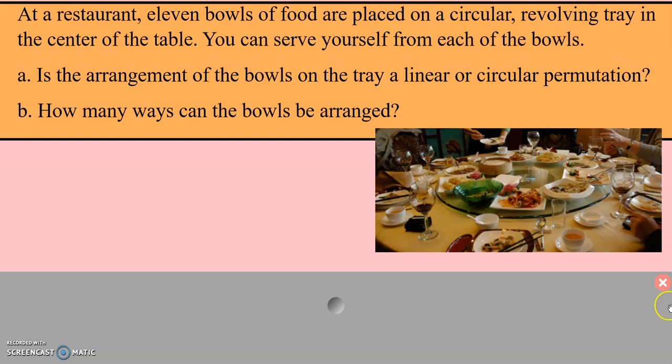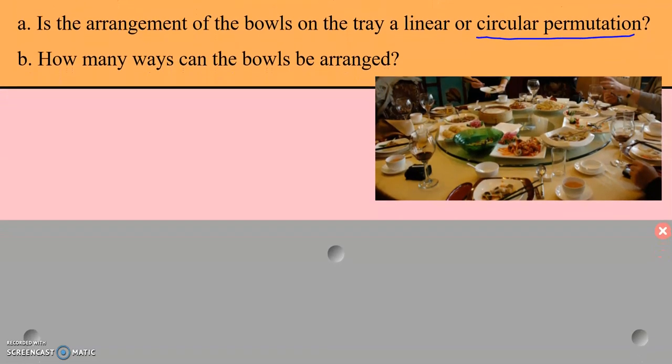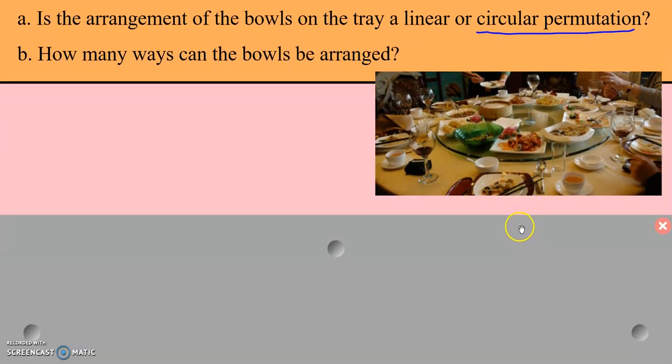So let's say you're at a restaurant and you've got 11 bowls of food that are placed on a circular revolving tray in the center of the table called a Lazy Susan. Now, is this arrangement linear or circular? So you have to think about, okay, this is a circle, it can be rotated. Are any of the positions on the circular tray different? And I would say no. So I would call this a circular permutation. So that's often the question you have to ask yourself first when you've got something arranged in a circle. Is any position different? Can I treat it as a circular permutation or should I treat it as a linear?